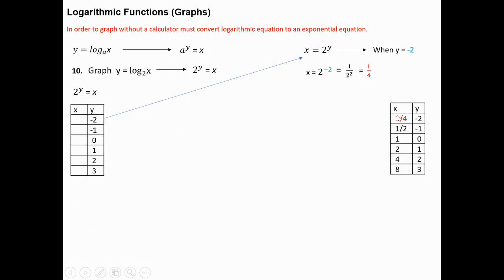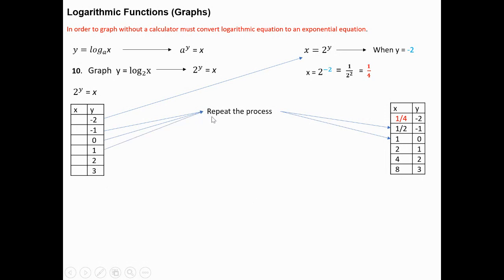So I'm going to put all the answers here on the right. But how do I get these answers for x? We're going to repeat the process because I don't want to do each one individually. Now I'm going to plug in negative 1 where the y is, and I'm going to get 1/2. Why? Because 2 to the negative 1 will give me 1 over 2, which is 1/2. And I just keep repeating the process. If I plug in 0 for y, 2 to the 0 is going to give me 1.